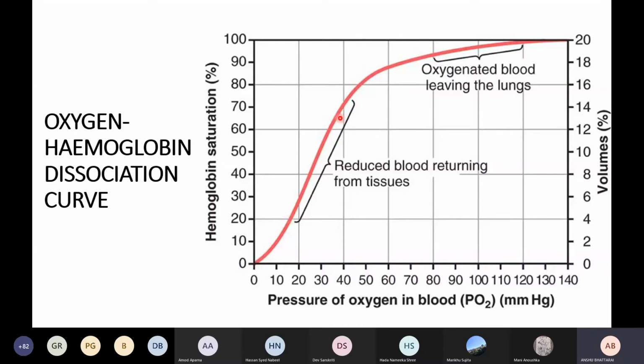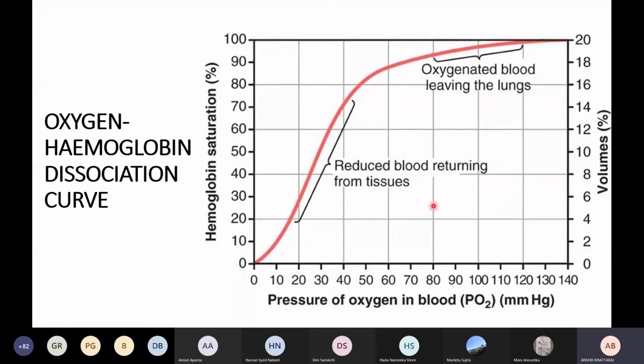And what you can observe over here is that, as you have already studied, the partial pressure of oxygen in arterial blood, as soon as it comes from the lungs, the oxygenated blood leaving the lungs, is about 95 to 97 millimeter of mercury, right? So the partial pressure of oxygen comes to be 95 to 97 millimeter of mercury as soon as blood leaves the lung. So in this case, the hemoglobin saturation is very high, about 95%.